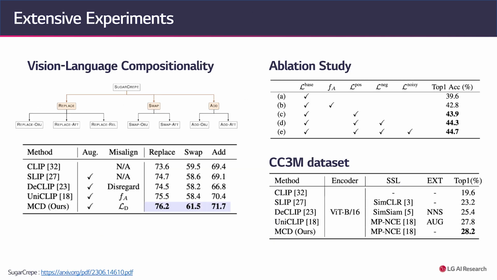Finally, we conduct extensive experiments on MCD. For a more sophisticated evaluation on vision language tasks, we use the SugarCrepe dataset to evaluate the vision language compositionality. It can be seen that MCD outperforms previous methods in all 3 aspects. We also conduct an ablation study for the 3 loss components in our distillation. It can be concluded that each component positively contributes to the final performance. MCD shows a consistent improvement in performance when pre-trained on the CC3M dataset with the ViT-B/16 backbone.